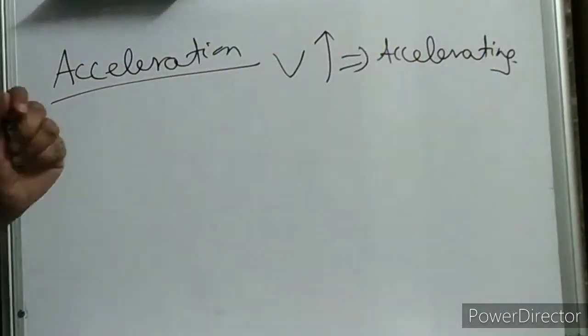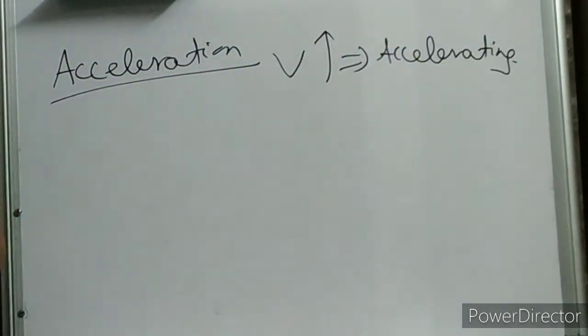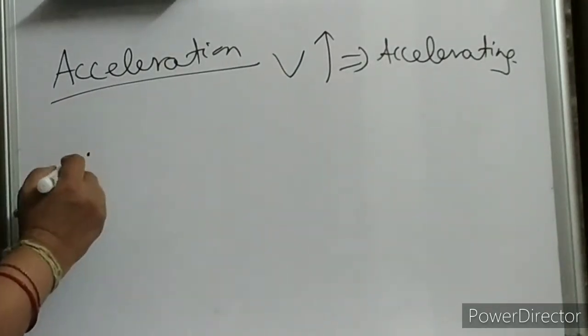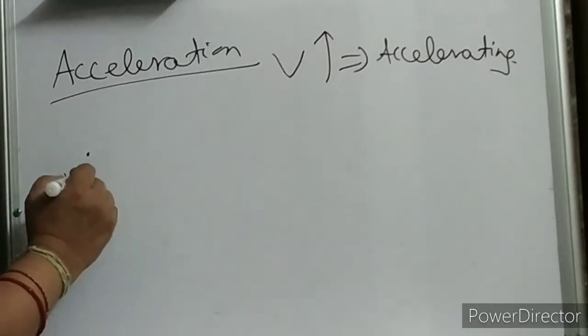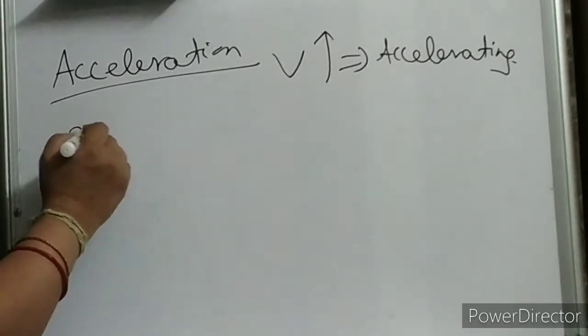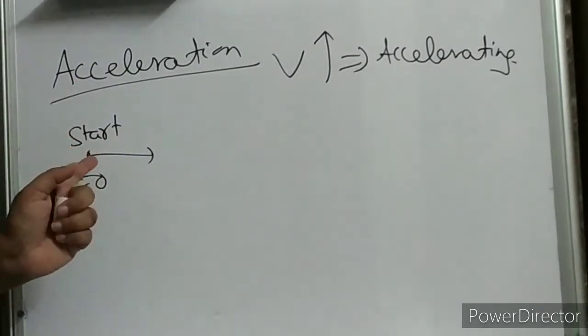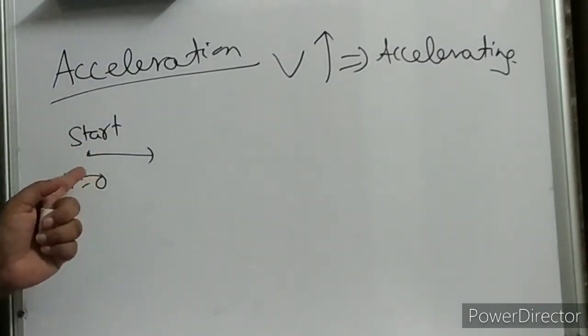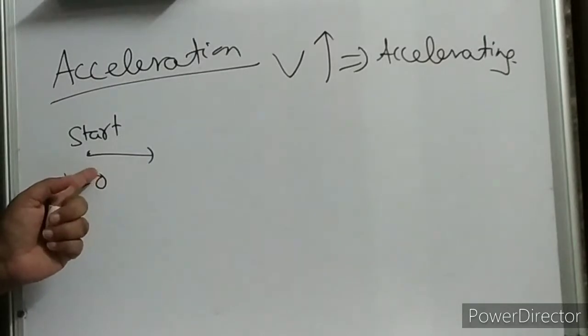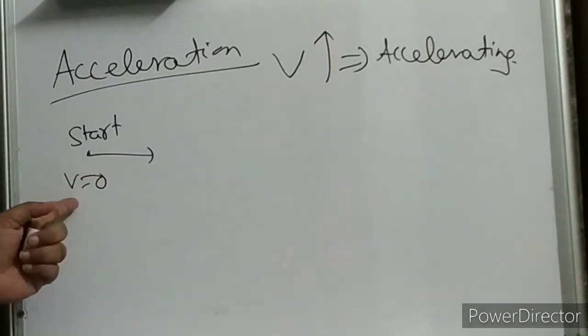How to understand this? Suppose a car starts from rest. Here V is equal to 0. This is your starting point. A car started moving from this point, so here V is equal to 0. Clear children? So this is your initial velocity.